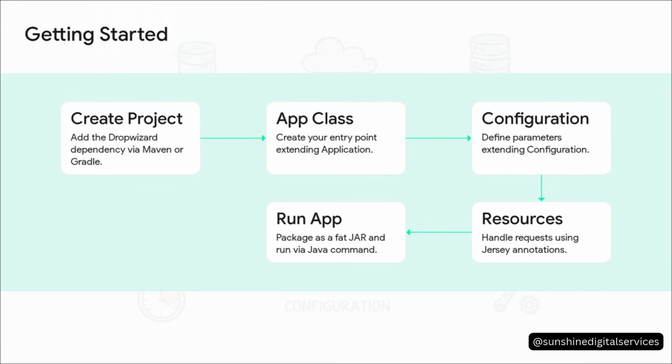Third, set up your configuration class to hold your specific application parameters. Fourth, create your resources. And because Dropwizard uses Jersey, you just use standard, intuitive Jersey annotations to define how you handle incoming requests and produce your responses. And finally, step 5. Package it as a fat jar and run it using a simple Java command. Guys, it is truly that straightforward.